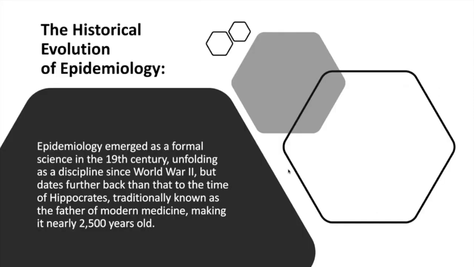The historical evolution of epidemiology. Epidemiology emerged as a formal science in the 19th century, unfolding as a discipline since World War II, but dates further back than that to the time of Hippocrates, traditionally known as the father of modern medicine, making it nearly 2,500 years old.